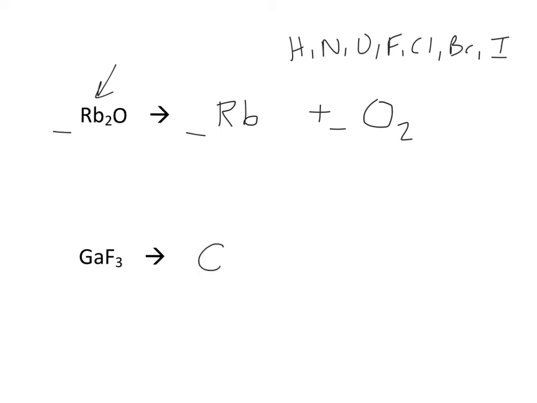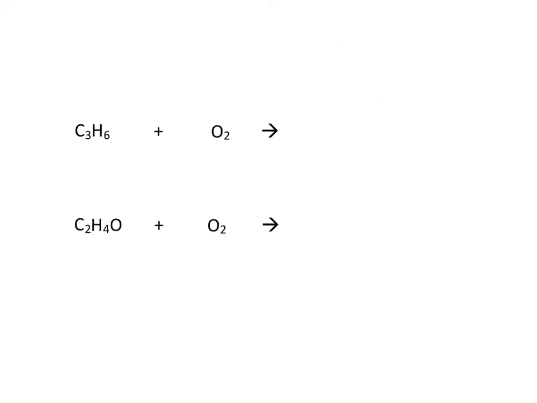GaF3: one product is gallium. It's a metal, so I can leave it as is. The other is fluorine, which we know is diatomic, so Ga plus F2. Those are the products I'm going to predict there. So that's decomposition. And the last one I'm going to do in this video is combustion.